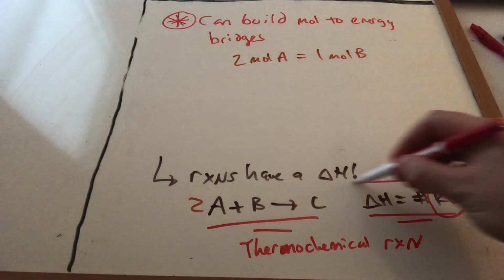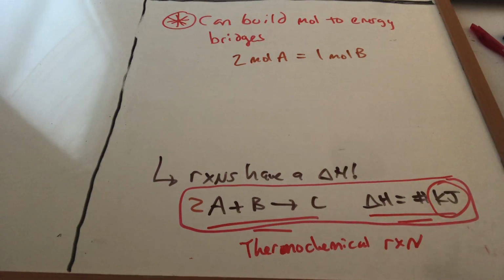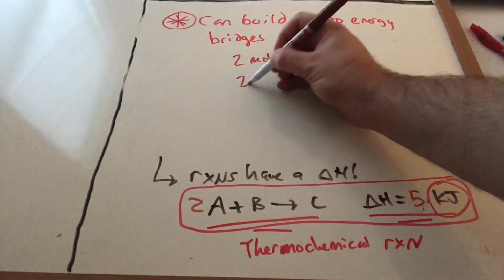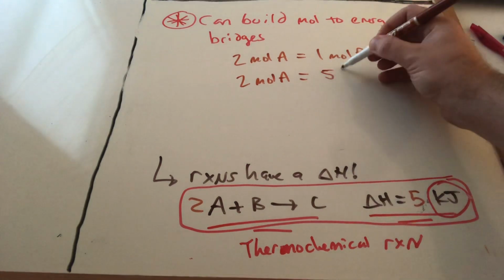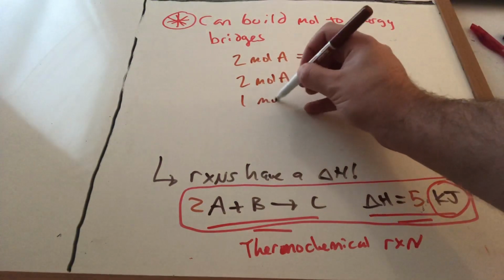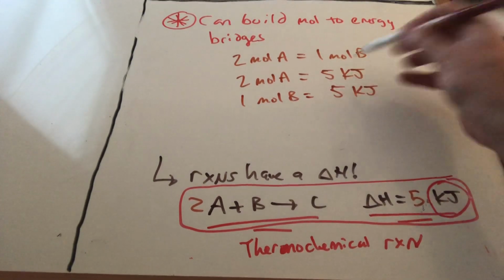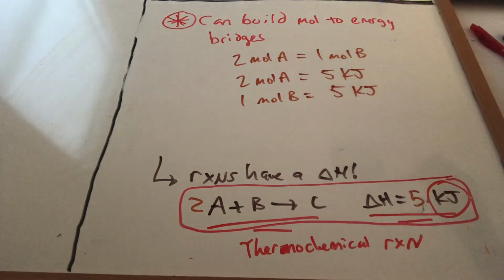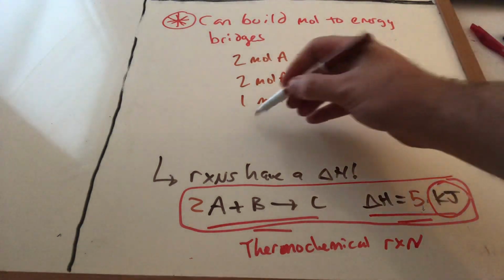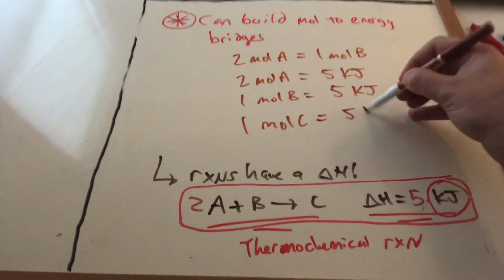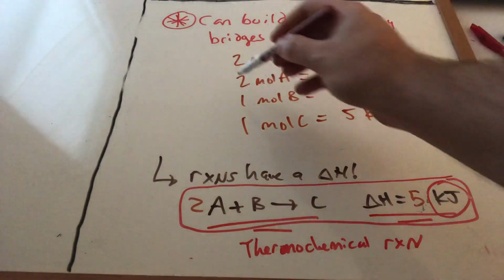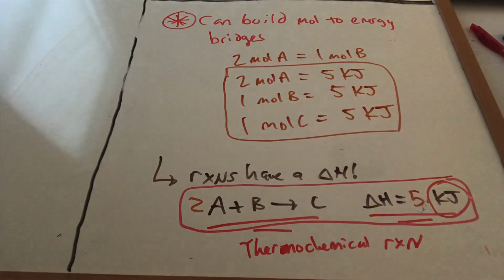When you have a thermochemical reaction, what this tells you, and let me just put a number here like 5, just so you can see, in the context of this thermochemical reaction, we can build a mole to energy bridge. This setup tells me that 2 moles of A is equal to 5 kilojoules, and 1 mole of B is equal to 5 kilojoules. Just like we can use the stoichiometric coefficients to build mole to mole bridges, now when this delta H is written aside of it, 1 mole of C as written is 5 kilojoules. We can build these mole to energy bridges, and we can get energetic information about our reaction. And it's an incredibly important tool. And next time we'll start with examples associated with that.